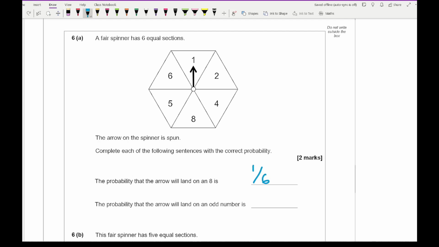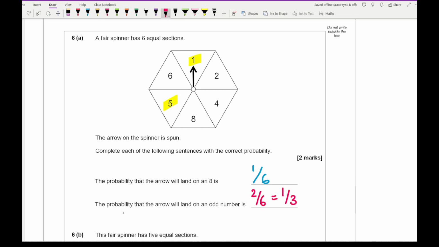For the next one it says the probability that the arrow will land on an odd number. So let's have a look at how many odd numbers we've got. Well, 1, and we've got 5, so then that's going to be 2 out of 6, or you could simplify that as 1/3.